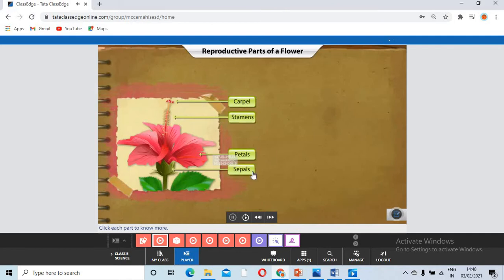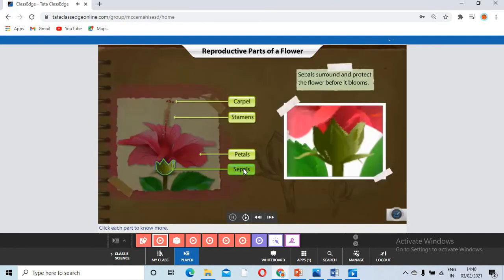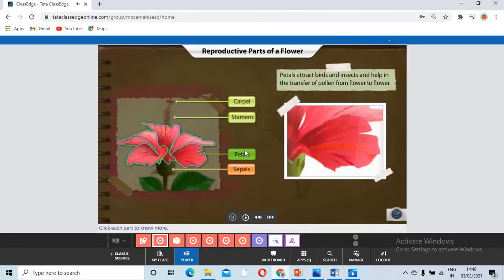Okay, so I am going to start clicking each part and it will explain even more in detail. Sepals are leaf-like structures that surround and protect the flower before it blooms. The next one, petals. Petals, the brightly colored whorl of the flower, attract birds and insects and help in the transfer of pollen from flower to flower.